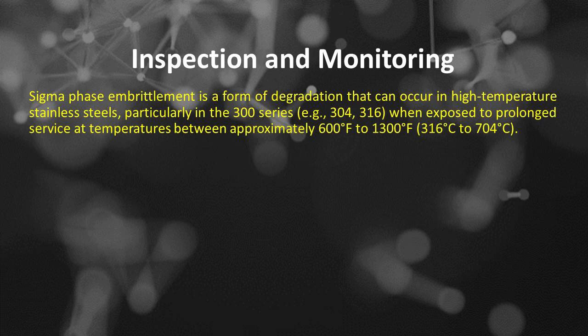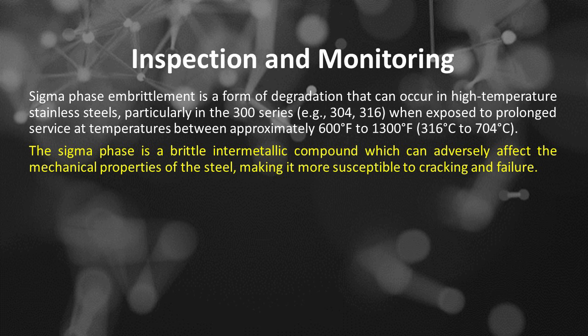Inspection and monitoring. Sigma phase embrittlement is a form of degradation that can occur in high-temperature stainless steels, particularly in the 300 series, such as 304 and 316, when exposed to prolonged service at temperatures between approximately 600 degrees Fahrenheit to 1300 degrees Fahrenheit, or 316 degrees Celsius to 704 degrees Celsius. The sigma phase is a brittle intermetallic compound which can adversely affect the mechanical properties of the steel, making it more susceptible to cracking and failure.